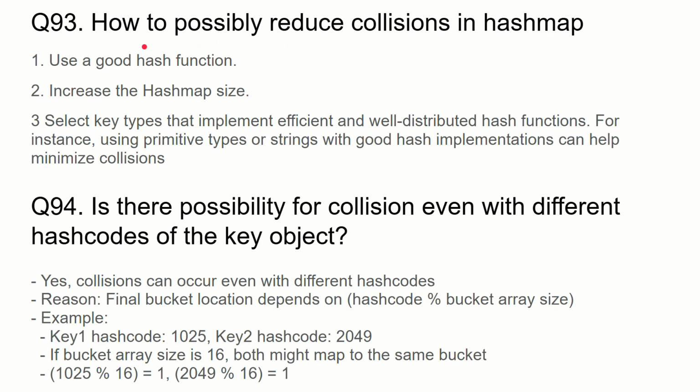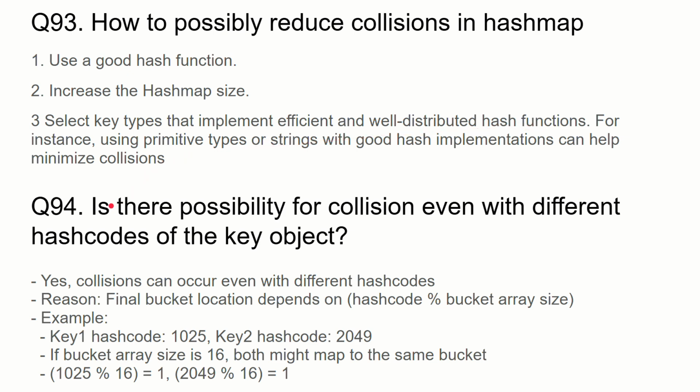Then again, this question can also be asked: how to possibly reduce collisions in HashMap. So some things we can consider to possibly reduce collisions. One is we can use a good hash function. Second is we can increase the hash map size so that there are more buckets and the chances of collision are less. And third is we can select key types that implement efficient and well distributed hash functions.